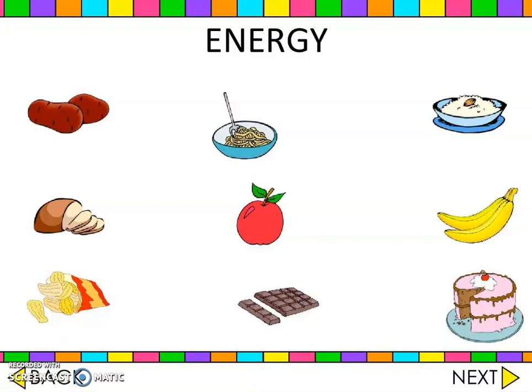Now good foods for energy include starches, and these things like pasta, rice and bread and potatoes, as well as fats and sugars. Did any of these types of food fall into your favourites?